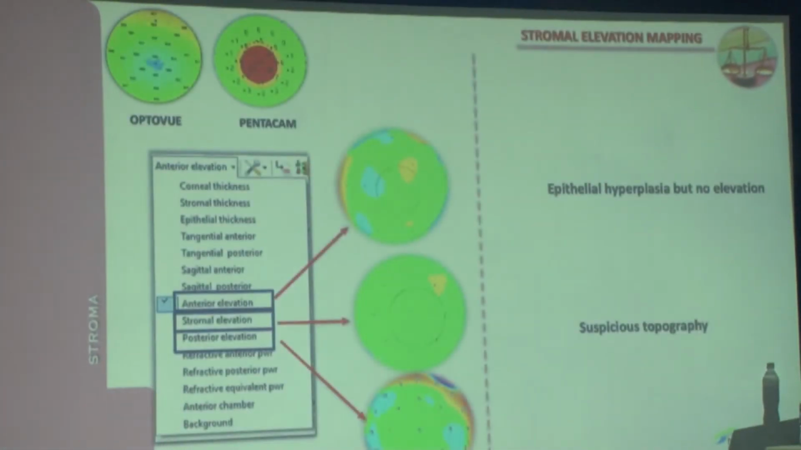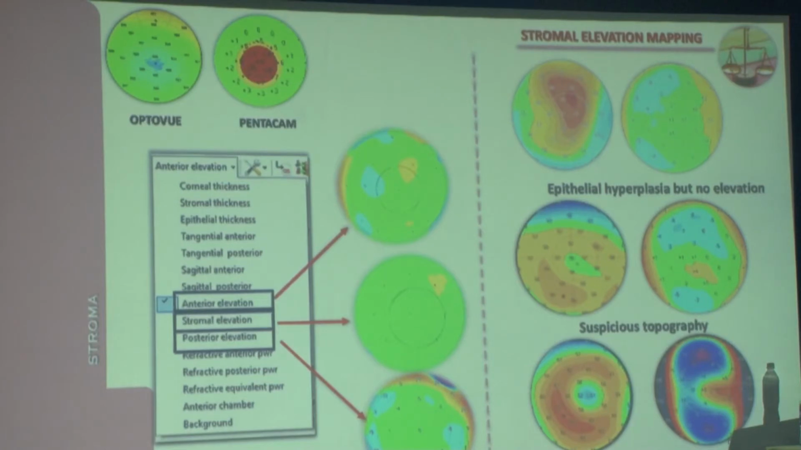Posterior elevation is known to be there in keratoconus disease, but does the disease always start posteriorly? The answer is no. The newer evidence does suggest that the disease does start at the stromal elevation layer. This is how the normal stroma would look. It's entirely green, which means it's a normal surface. But if you see any yellow or red areas, it means there's stromal elevation present.